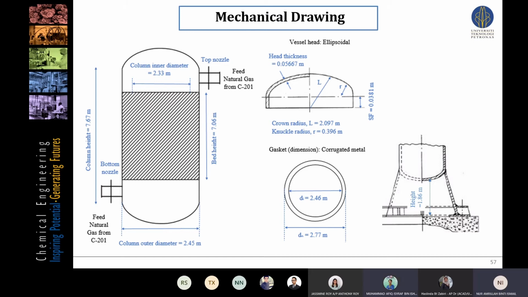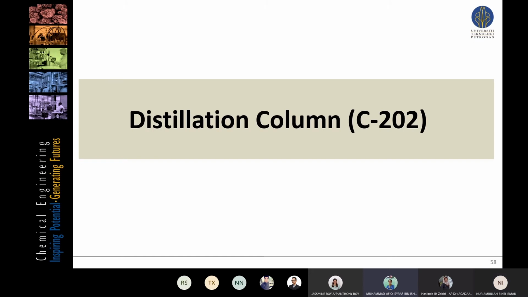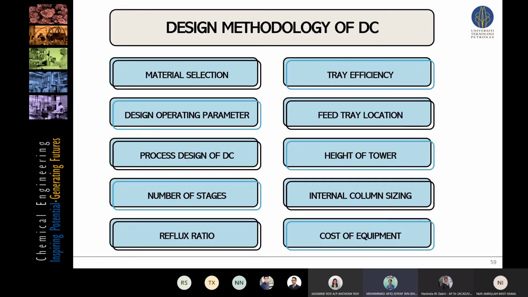All right, thank you, Amirah. My name is Hafiz, so I'll proceed with my major equipment, which is distillation column C202. For the design methodology, these are the aspects that I have considered when doing the calculation for the distillation column, such as material selection, design operating parameter, process design, number of stages, reflux ratio, tray efficiency, feed tray location, height of tower, internal column sizing, and last but not least, cost of equipment.